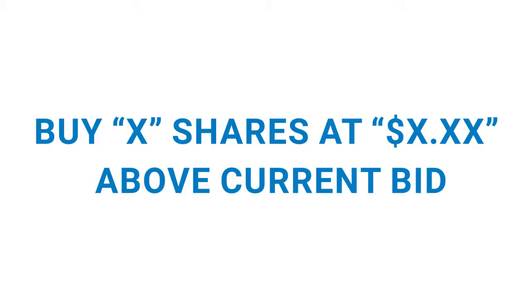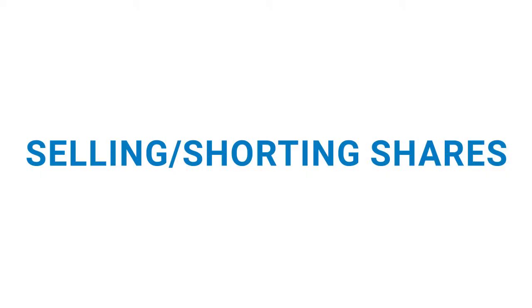Buy X shares at X number of dollars above current bid. This hotkey places a buy limit order for X number of shares at the user specified price increment above the bid. This type of order attempts to split the spread, put a price cap on the order, and may result in providing liquidity, which may qualify for a pass-through rebate. Of course, depending on the increment, it may also just execute the buy order on the inside ask.